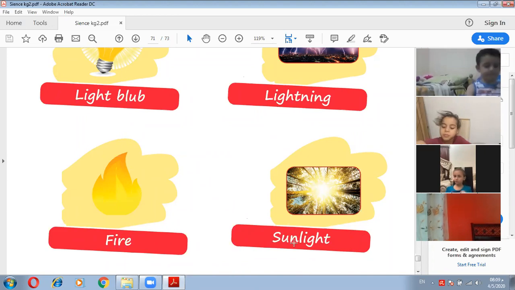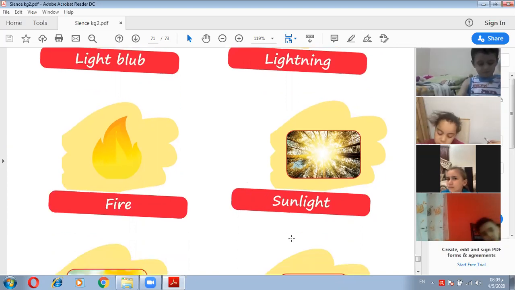The light which comes from the sun is a natural light, okay? There is no human who can give us light from the sun. It's from Allah, so we should thank Allah for this light, okay? So we have here also some light.